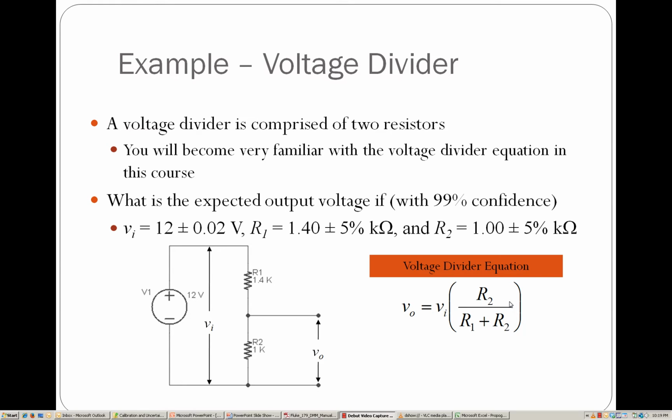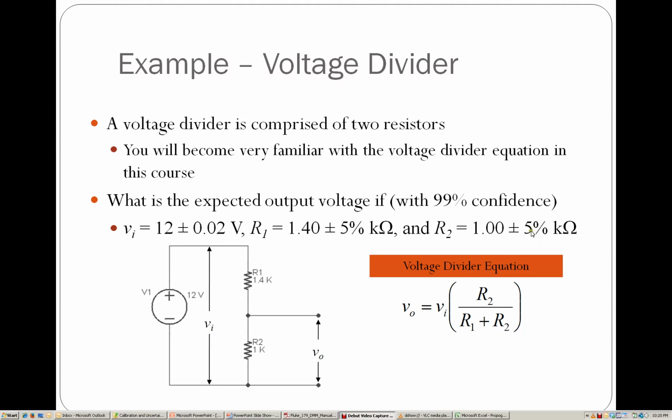Well, the first thing is let's write down all of the information that we have available. The input voltage is given to be 12 plus or minus 0.02 volts. R1 is 1,400 ohms plus or minus 5%. And R2 is 1,000 plus or minus 5%. Before I can do these calculations, I need to convert that relative uncertainty into an absolute uncertainty. If I take 1,400 and multiply it by 5%, I get an uncertainty of 70 ohms. So this really is plus or minus 70 ohms here, and plus or minus 50 ohms for R2.